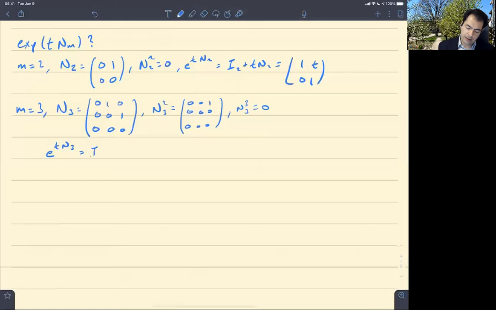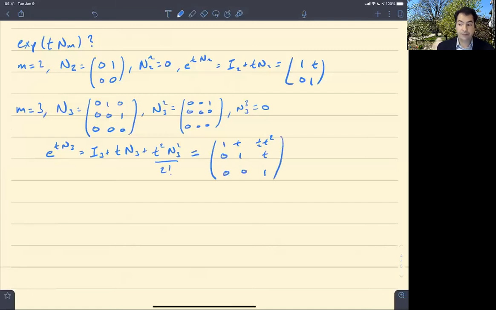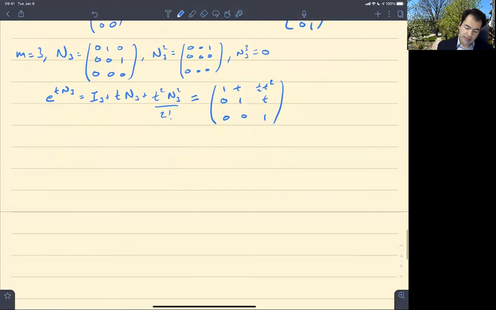So we're going to get I3 plus t N3 plus t squared N3 squared over 2 factorial, and then we stop because starting at the cubed power, they're all 0. So that means that we can write this down. We have 1, then t, and then 1/2 t squared in the first row, and then 0, 1, t in the second row, and 0, 0, 1 in the last row. All right, and so you can see the pattern, and it's easy to check that this pattern continues.